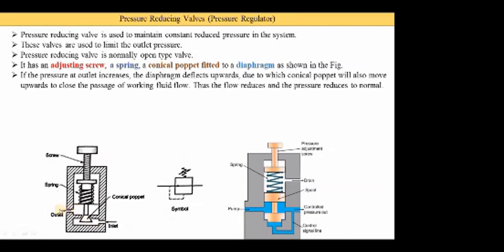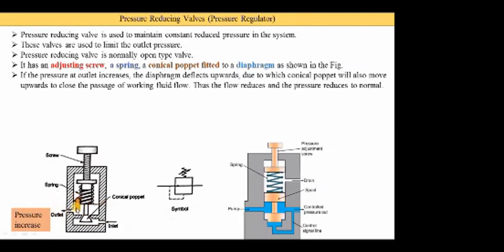Okay, so if the pressure at the outlet is increased, this is the outlet side. This outlet is connected with directional control valves. If the pressure is increased at this side, then what happens? When the pressure is increased, the oil backflows to this pressure reducing valve, and it tries to move this diaphragm in the upper direction. This horizontal line indicates the diaphragm, and it is moving in the upper direction.